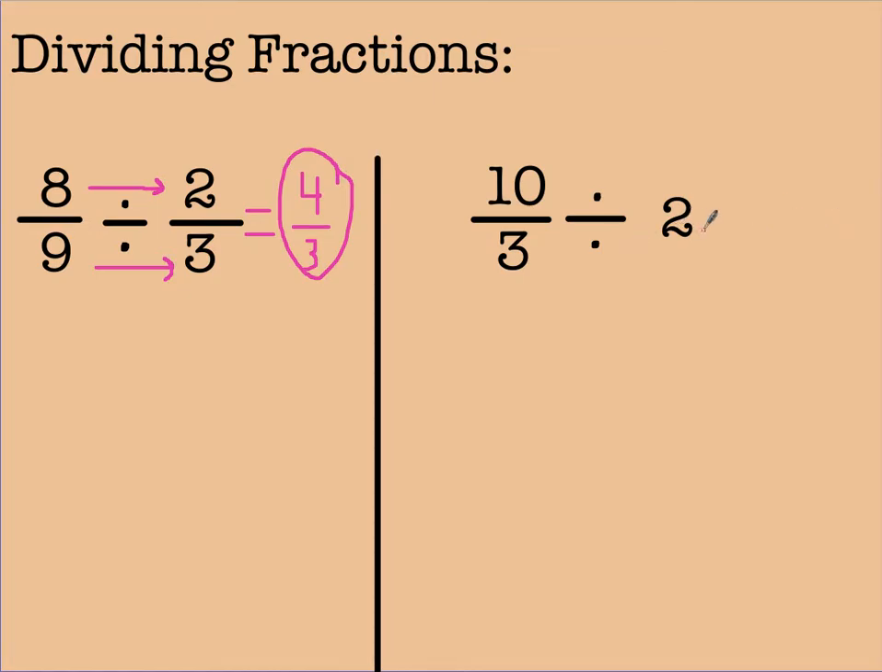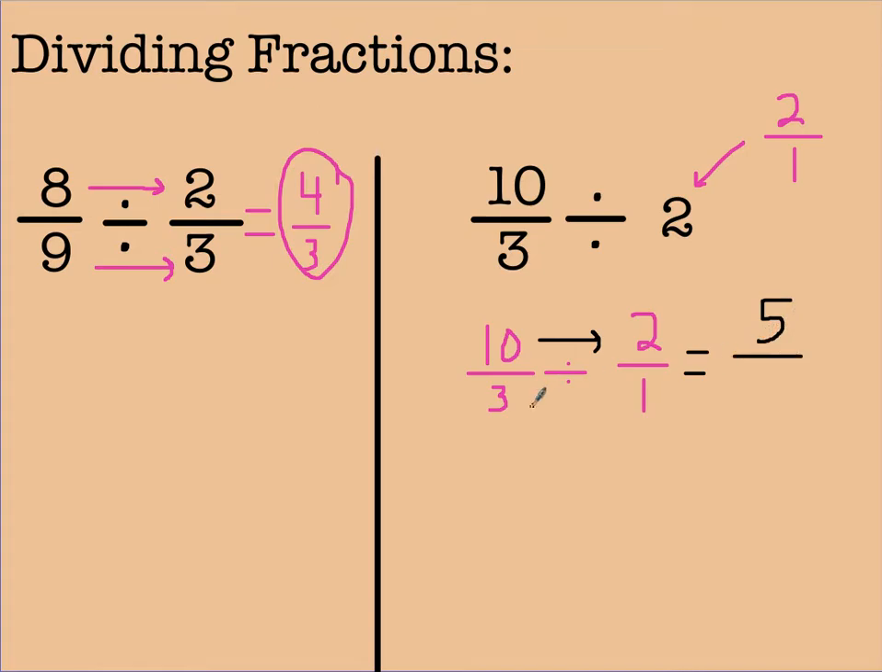When I have a whole number, I need to recall that 2 also means 2 over 1. So when I practice this, I do 10 over 3 divided by 2 over 1. And I'm going to try to divide straight across. 10 divided by 2 is 5. 3 divided by 1 is 3. If I get whole numbers, I can divide straight across like this.